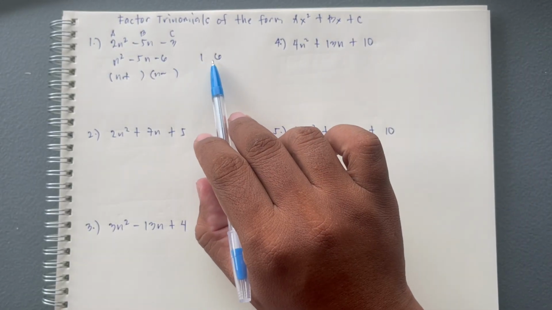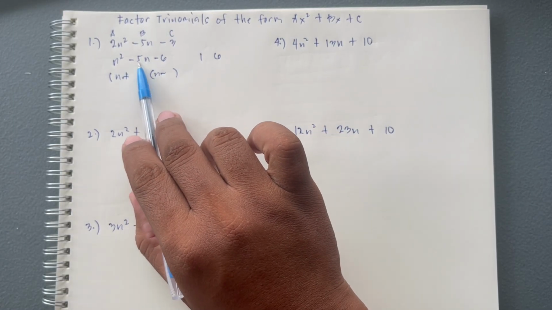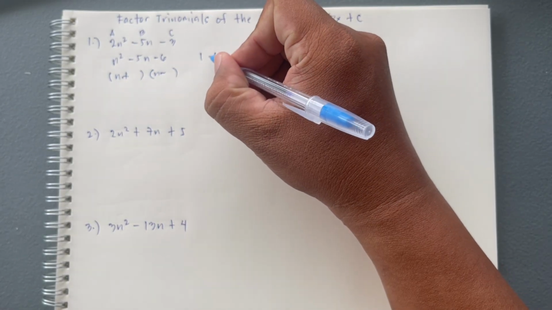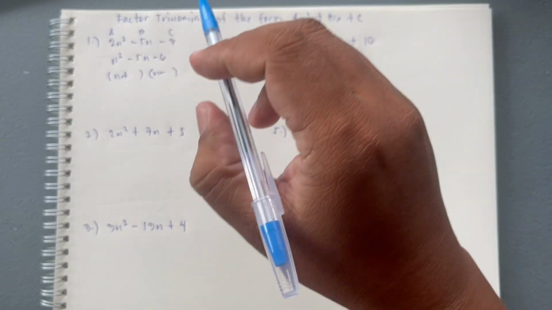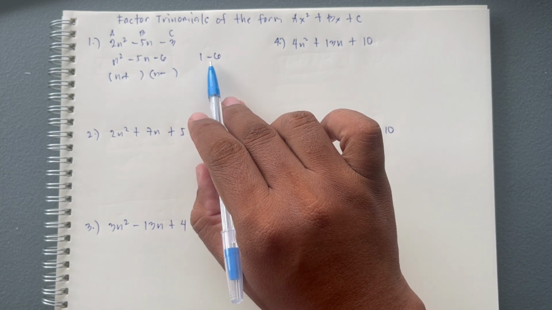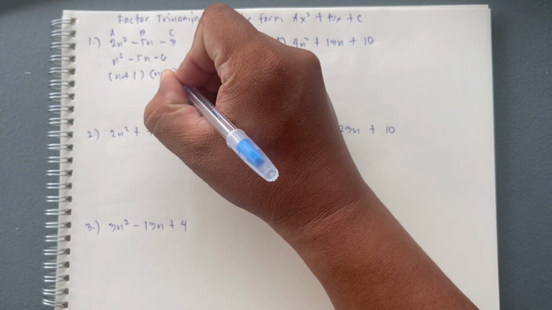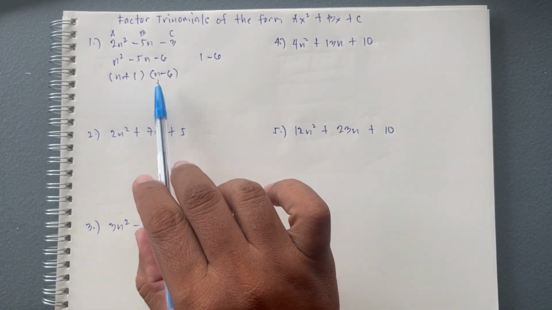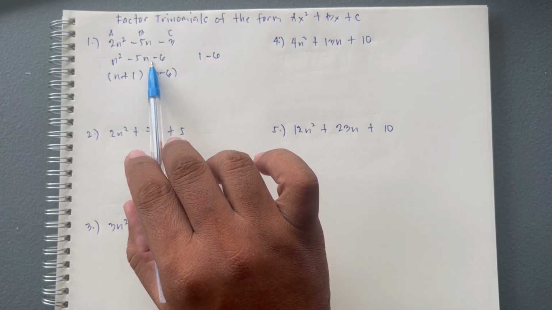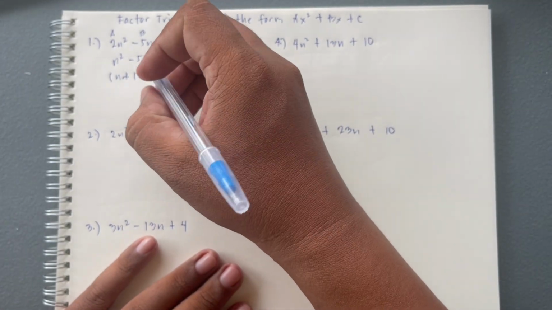So let's try 1 and 6. If we subtract, it is negative 5. Since this is negative 5, the negative should be the greater number, so negative 6. So 1 times negative 6 is negative 6, and 1 minus 6 is equal to negative 5. So, the positive 1 and negative 6. How to check? n times n is equal to n squared. Then, 1 times negative 6 is negative 6, and 1 minus 6 is negative 5. Okay? It's not finished yet.